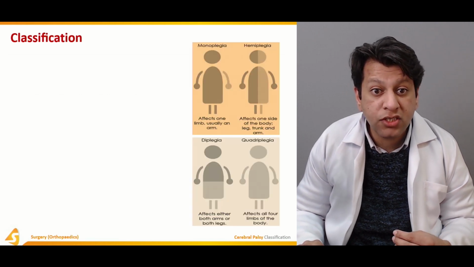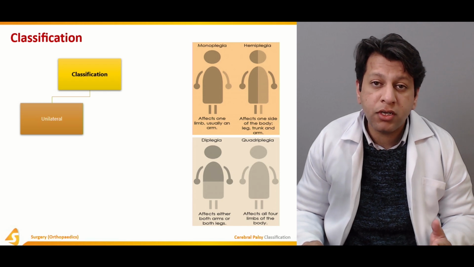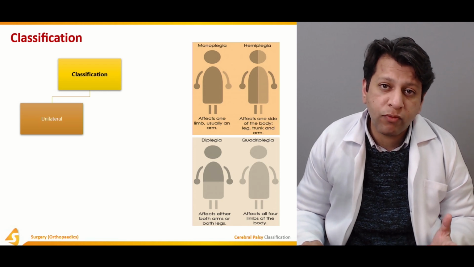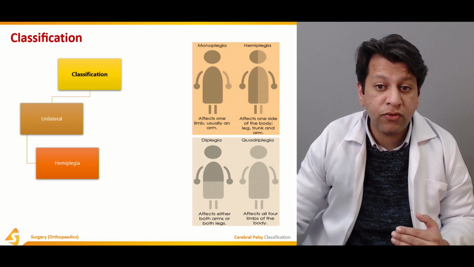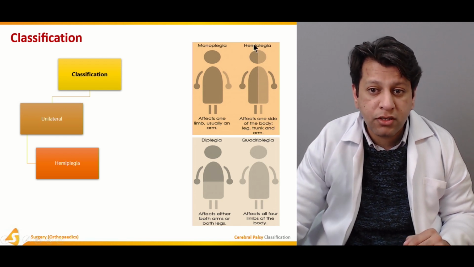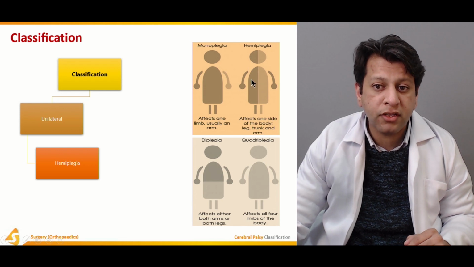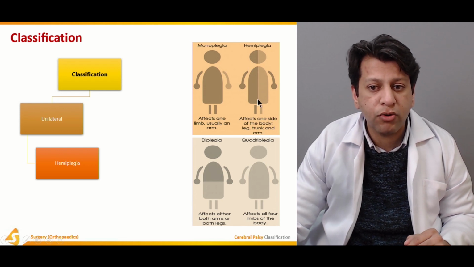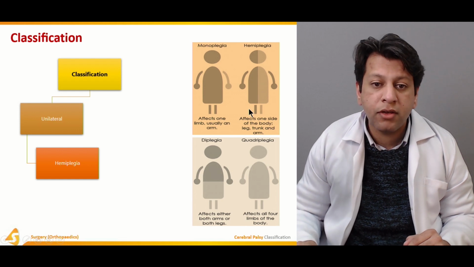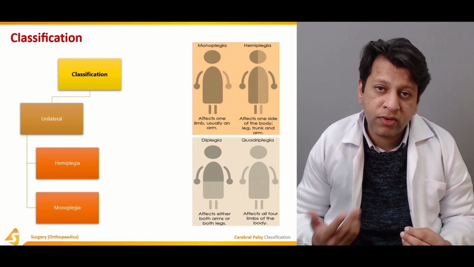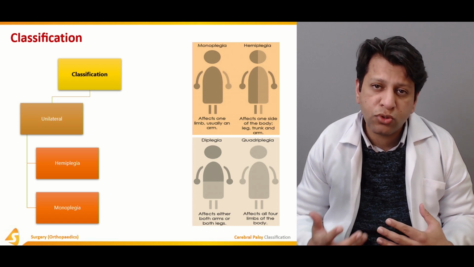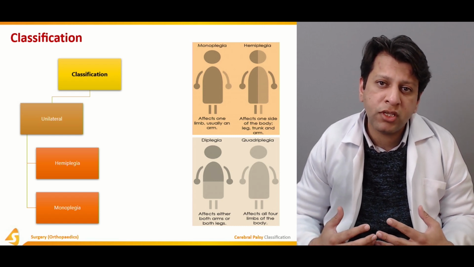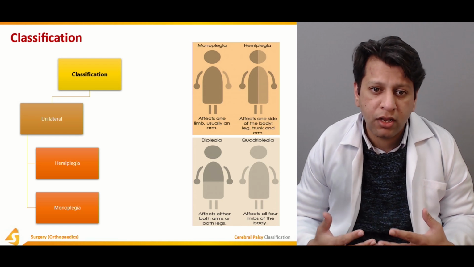Coming to the classification, it could be unilateral if only one side is involved, which includes hemiplegia. If you see this diagram, the whole one side is affected, that is the upper arm and the lower leg as well. It could be monoplegia, where usually a single arm or single leg is involved. Most commonly in monoplegia, it is the arm which is affected rather than the leg.